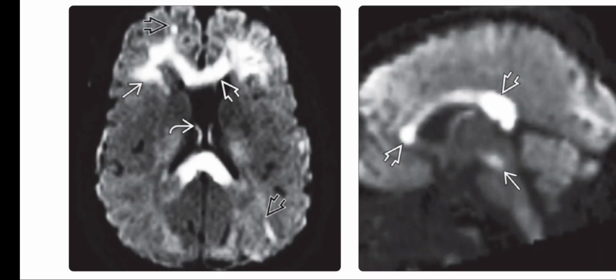Left is the axial DWI in the same patient, and it is showing the intense restriction in the frontal white matter as well as throughout the corpus callosum, both fornices and subcortical white matter. Right is the midline sagittal DWI in the same patient, and it shows the intense restricted diffusion throughout the corpus callosum. A smaller focus of restricted diffusion is also present in the midbrain.